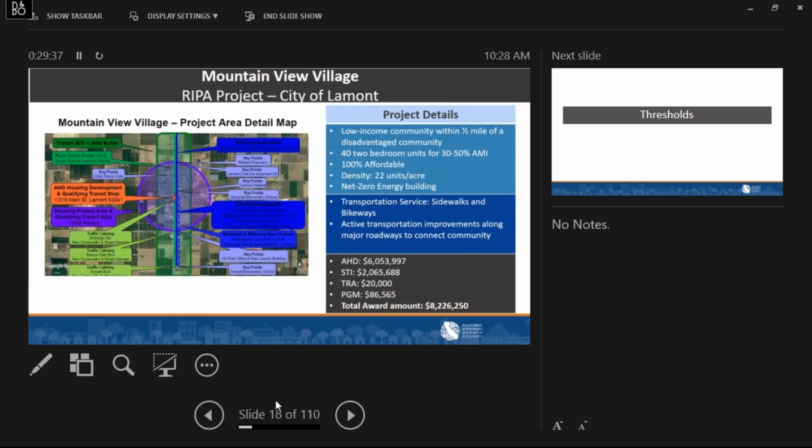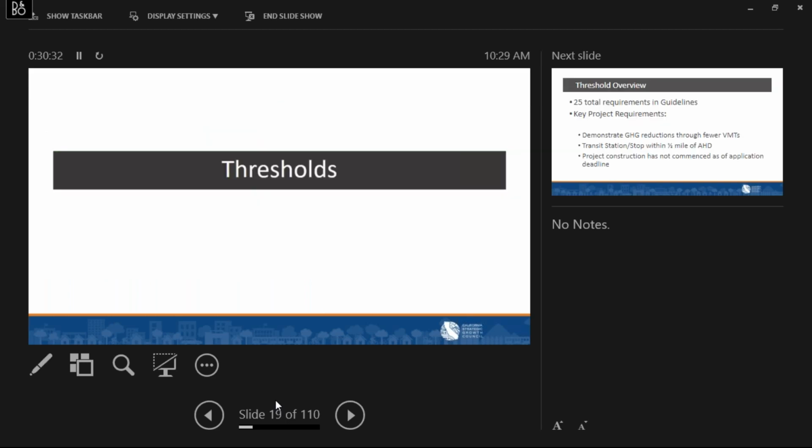So this is our rural project example. It's in the city of Lamont, which is a low-income community within half a mile of a disadvantaged community. It provided 42 bedroom units for families making between 30 to 50% of the area median income, 100% affordable, 22 units to the acre, so pretty good density for a rural project. And it is a net zero energy building. They included extensive sidewalk and bikeway improvements, as well as active transportation improvements along the major roadways in order to connect the community across that major roadway. This project received a little over $8 million, with $6 million going towards the housing and the remainder going towards sustainable transportation infrastructure, transportation-related amenities, and program costs. So most of those eligible cost categories were covered in this project.